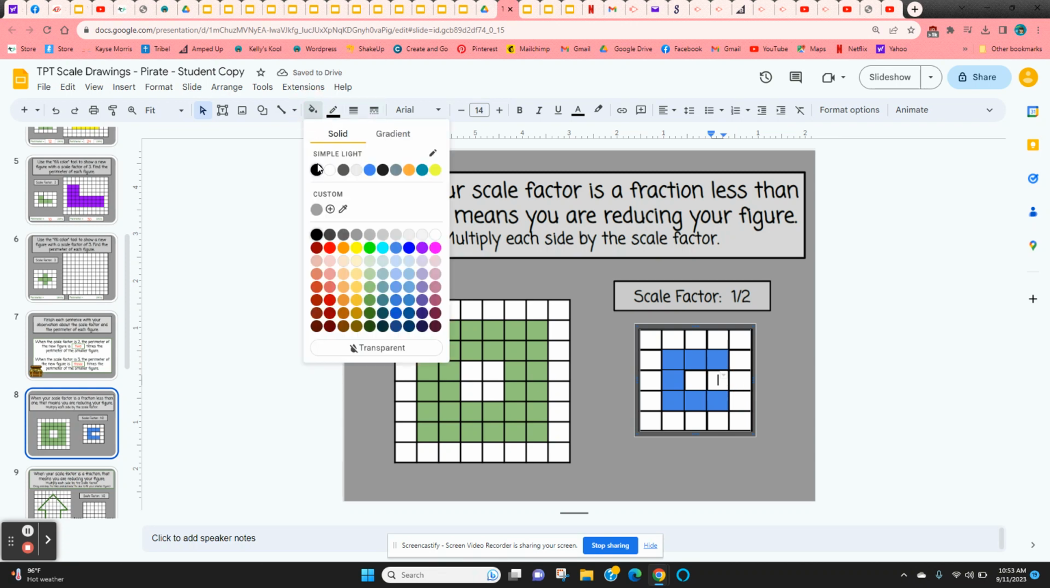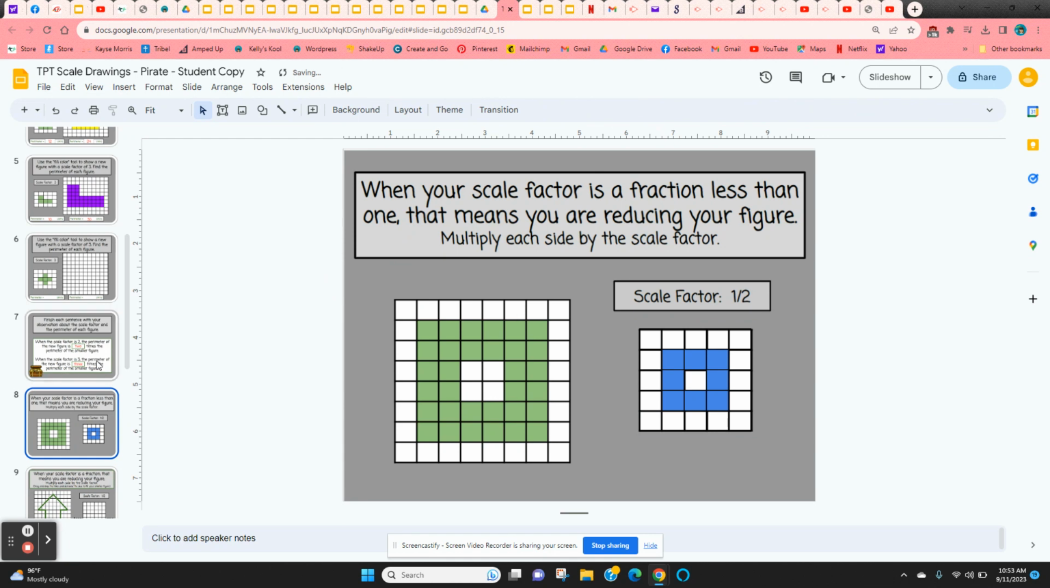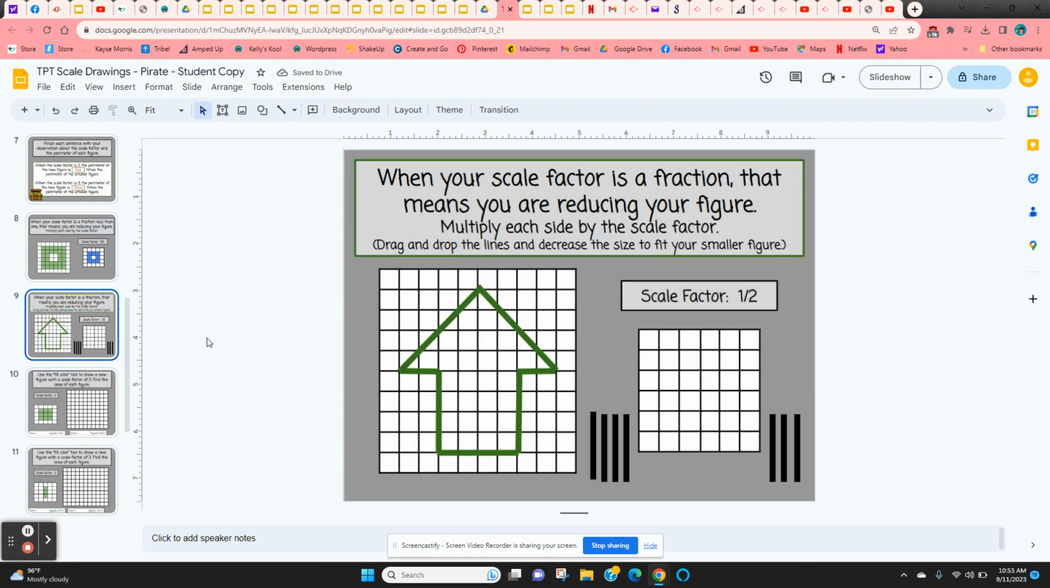So scaled down by a scale factor of 1/2. The next slide's a little bit different. They're not going to be using the fill color feature. They're going to be using these bars to create an arrow with a scale factor of 1/2. So that means it's going to be half the size of the original arrow.